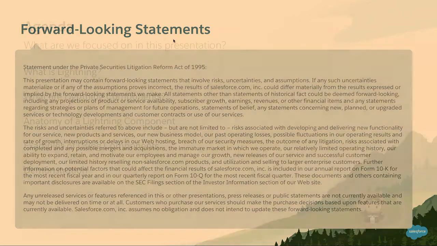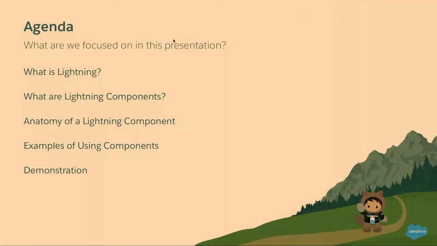Okay, cool. So the agenda, so what we focus on. We're just going to try and get through this a bit quicker than planned because we've lost 2.5 minutes already. So we're going to go through what's Lightning, what are Lightning components, how they're made up, give you a couple of examples of how they're used, which obviously a few are on Lightning already, so you know that. And then Jan will do the demonstration.